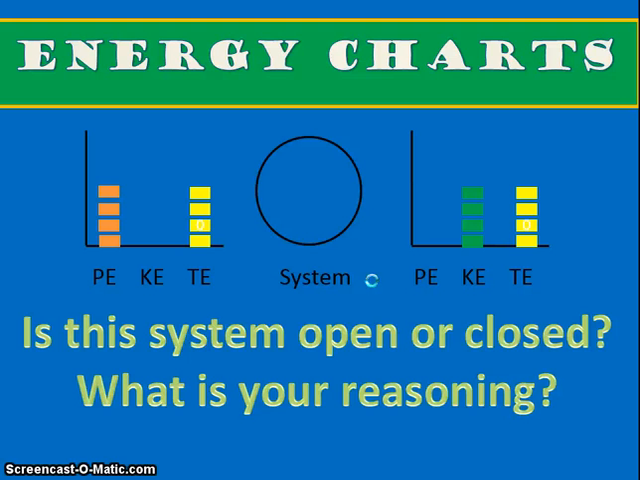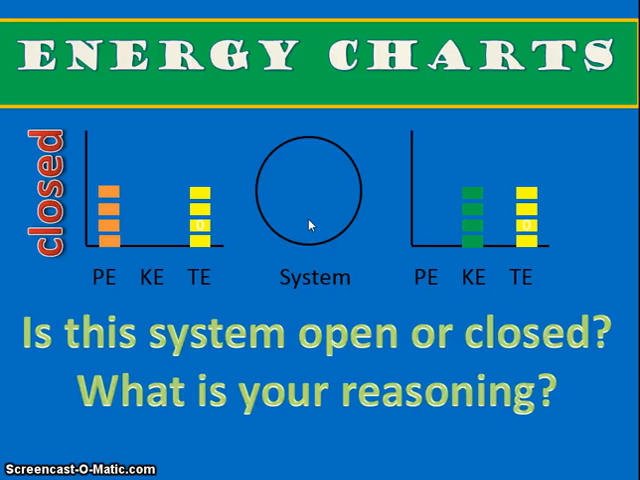How about this one? Is this system open or closed? Yep, it's closed. Why did you say it was closed? That's right. The total energy is the same. 1, 2, 3, 4 bars of total energy to begin with. 1, 2, 3, 4 bars of total energy to end with. So no energy came into or left the system. I can also see that right here. I don't see any arrows going in or any arrows going out. So this is a closed system.